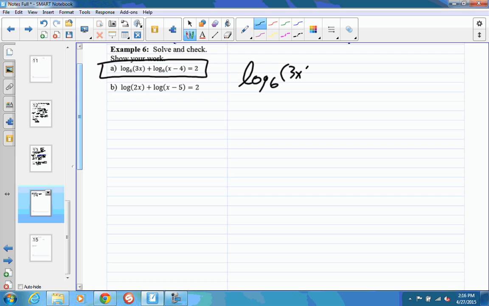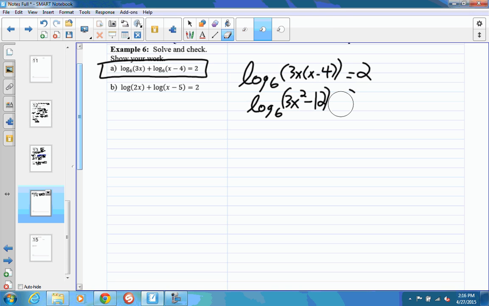of 3x times x minus 4, and then distribute that? You've got to distribute, you guys. So log base 6 of what? 3x squared minus 12x. Good. Equals 2. Okay, and this is in parentheses. I don't want you to think of that minus 12 on the end there. 12x. Good. Now, 12x. Thank you.